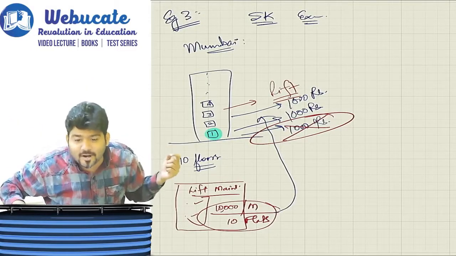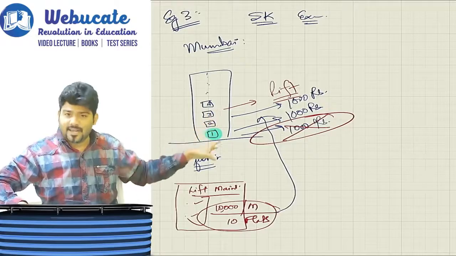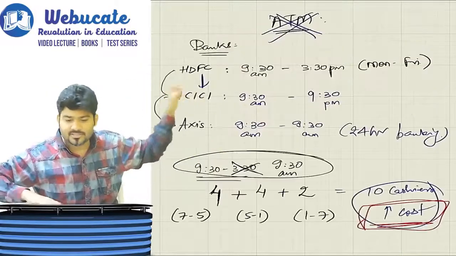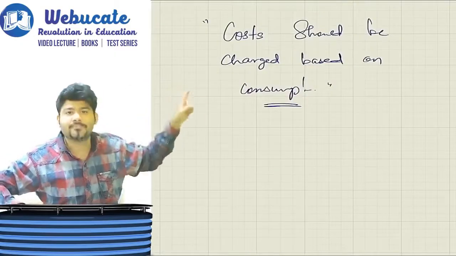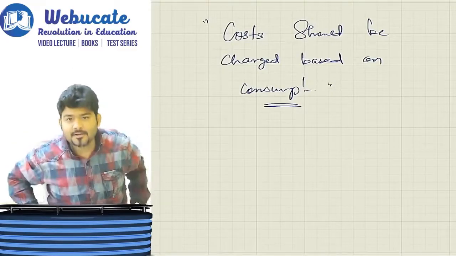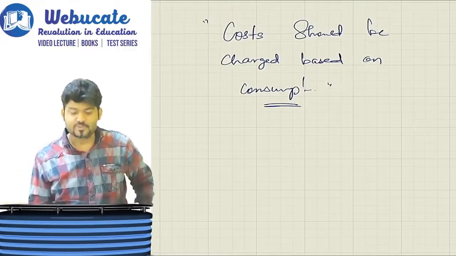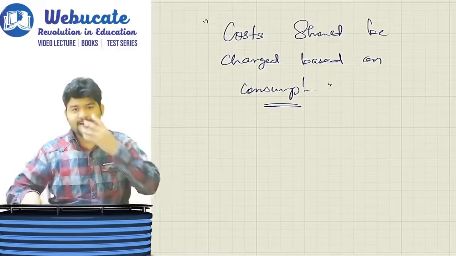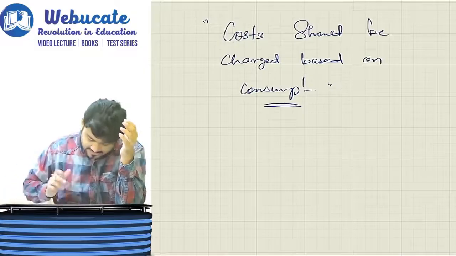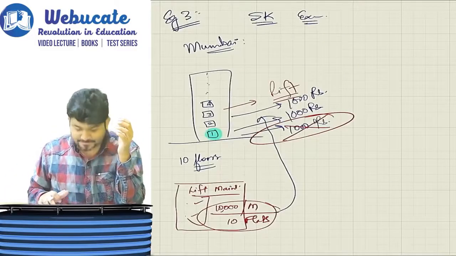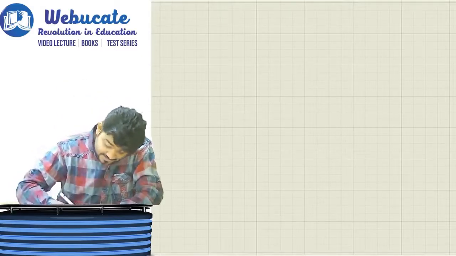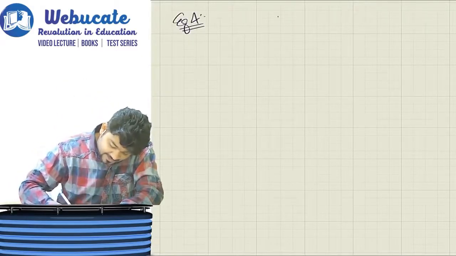Are we understanding, everybody? Are we clear with this example as well? The main point that I want to drive from this example was this concept, that cost should be charged based on consumption. Are we clear? And now with this we come to our second last example, example number 4, which you will love to listen to because this is related to your articleship.